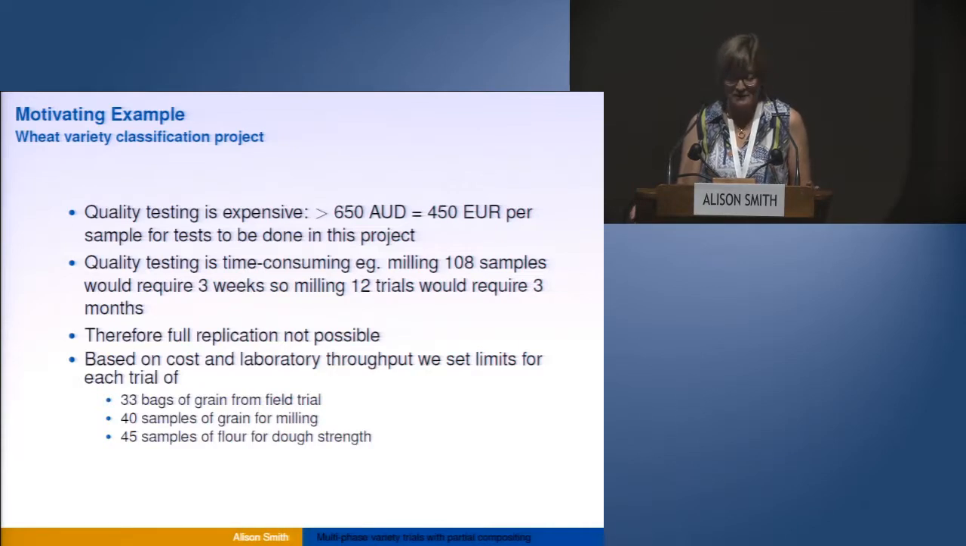It's incredibly time-consuming. Milling, using that Buehler mill, they can only mill 5 samples per day with one mill. We're actually going to use 2 mills in this project. So milling that number of samples for even one trial is going to take 3 weeks. So for 12 trials, it's going to be 3 months. And then there are a whole range of other tests going on, so the whole thing can blow out quite enormously. So obviously full replication in all phases is not something that we can think about.